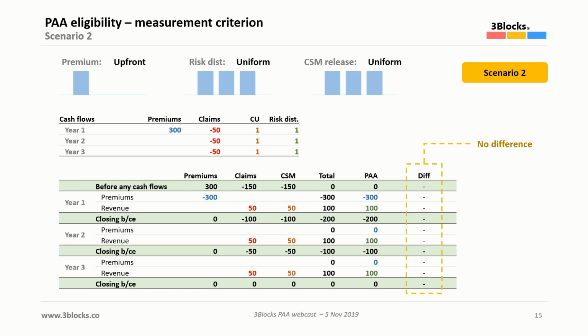Now we look at scenario 2. The premiums are all paid up front. We can see premiums of 300 paid in the first year. The risk distribution and coverage units patterns are the same though, so the liability for remaining coverage is the same under the general model and the PAA at the end of each year.